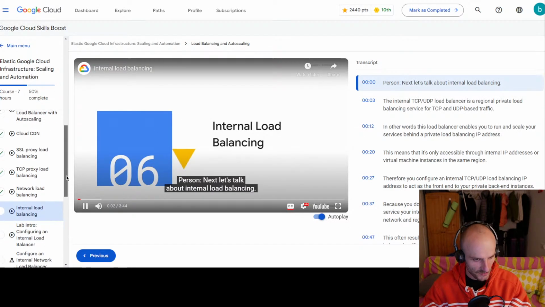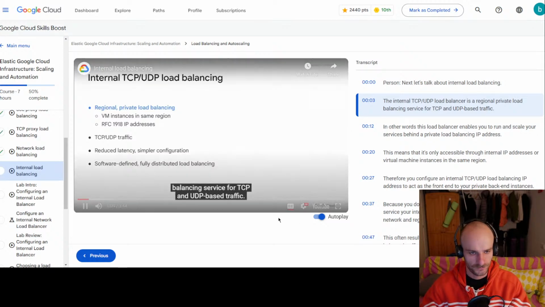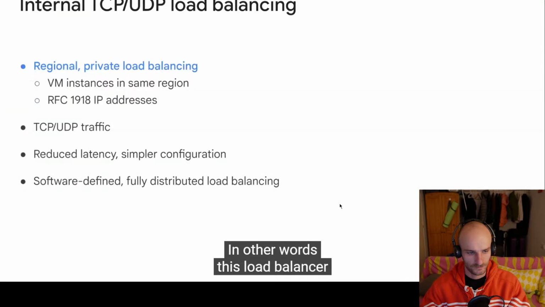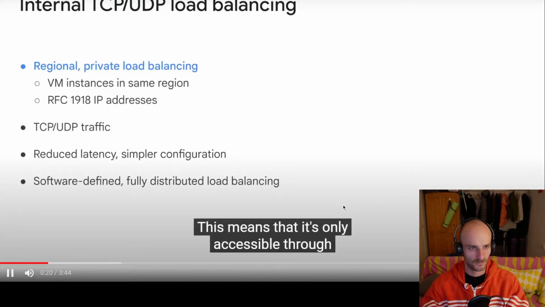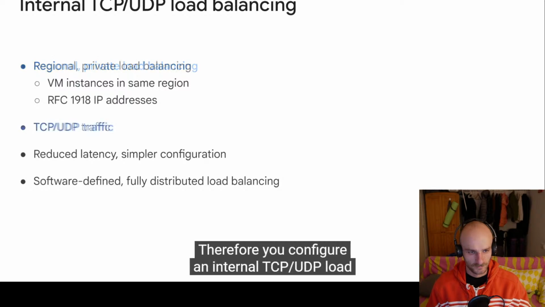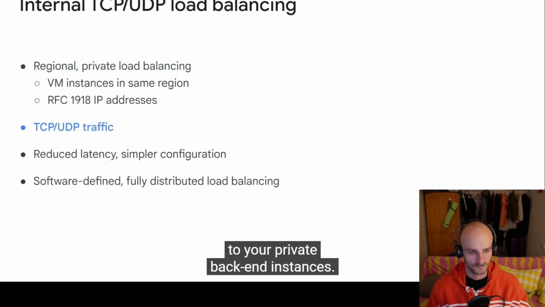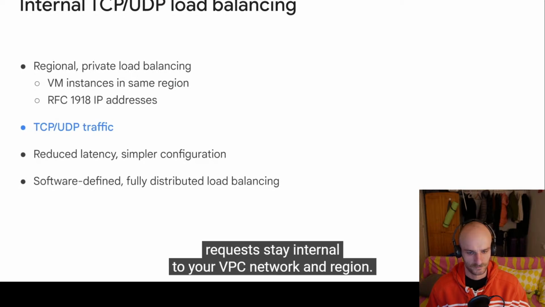Next, let's talk about internal load balancing. The internal TCP UDP load balancer is a regional private load balancing service for TCP and UDP based traffic. In other words, this load balancer enables you to run and scale your services behind a private load balancing IP address. This means that it's only accessible through internal IP addresses or virtual machine instances in the same region. Therefore, you configure an internal TCP UDP load balancing IP address to act as the front end to your private backend instances. Because you don't need a public IP address for your load balance service, your internal client requests stay internal to your VPC network in a region.